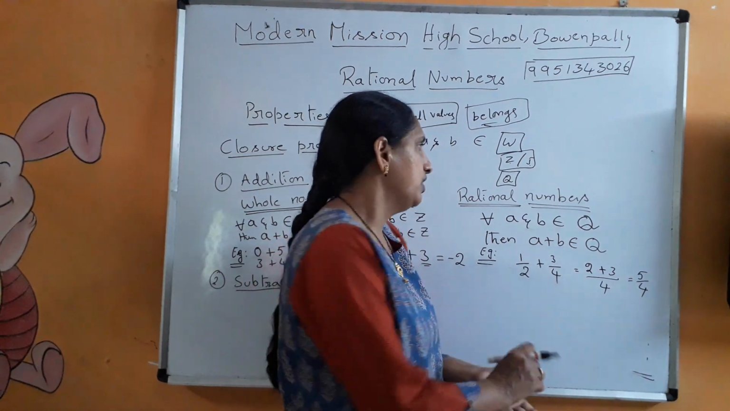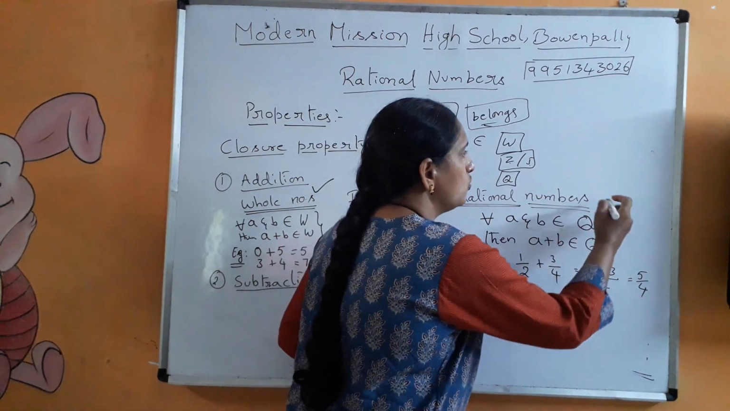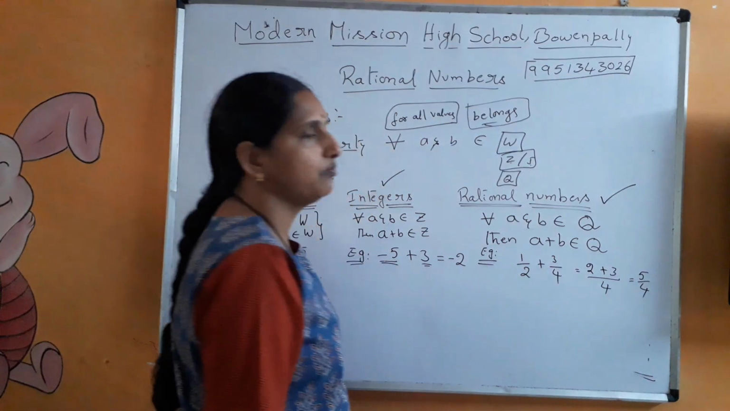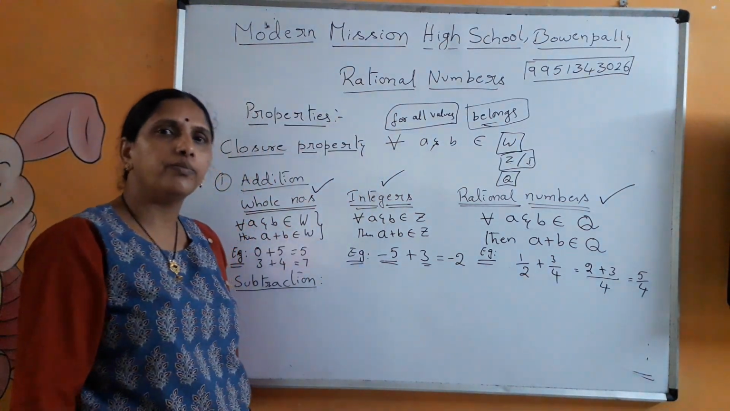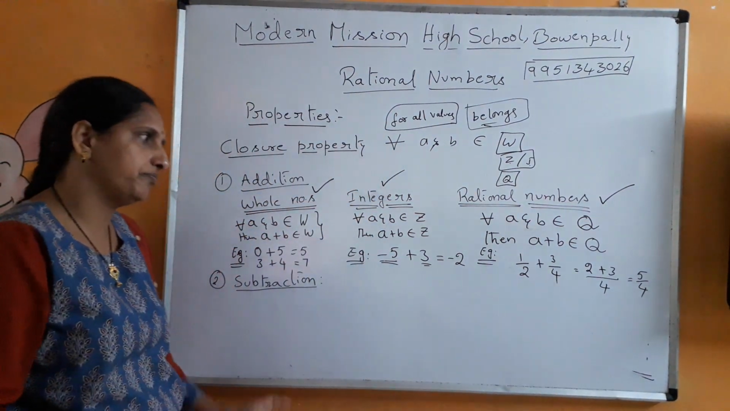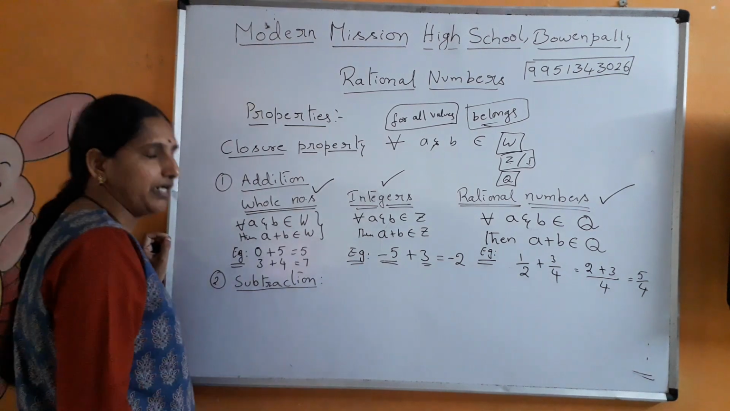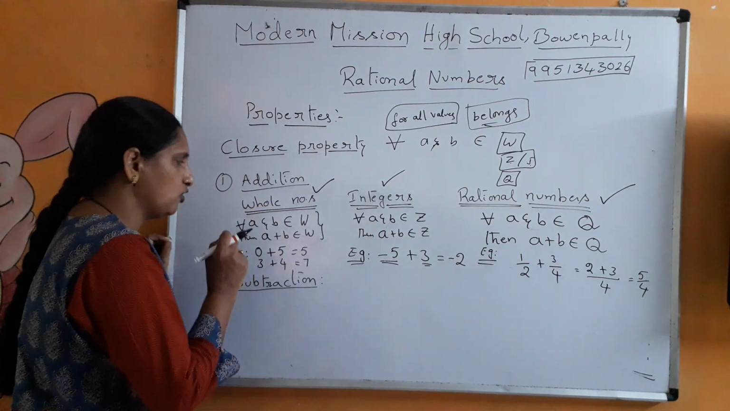Clear? So therefore we can say that yes, this is true, and rational numbers also obey closure property under addition. Right. Now let us come to subtraction. Same again, let us take whole numbers.